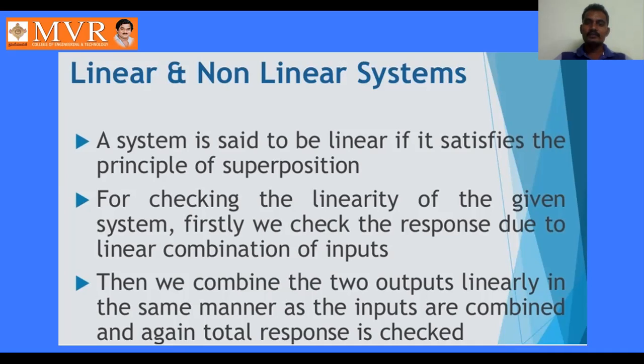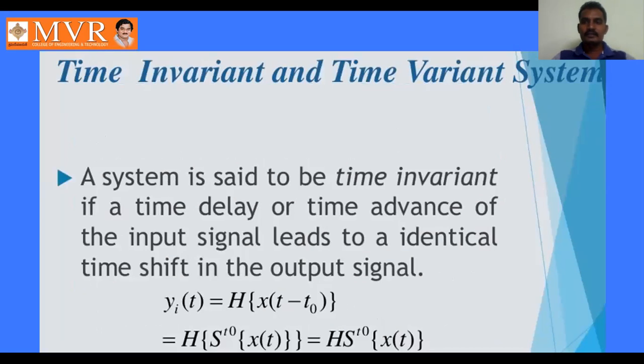Then we combine the two outputs linearly in the same manner as the inputs are combined, and again the total response is checked. The linear combination output is some constant into y1 of t plus some constant into y2 of t. If the response to the combined input equals this, then that is the linearity condition. So a system is said to be linear if it satisfies the principle of superposition and homogeneity. This is said to be a linear system. And non-linear system.